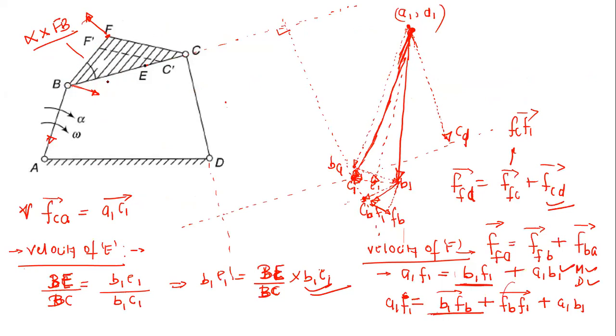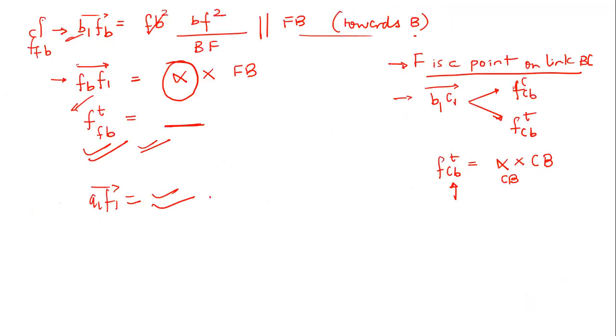Sorry, I think it's a ternary link. No, I'm sorry, it's a binary link. These two sides are connected to two different links. So this link BFC is a single link. That's why I was able to find out that this F is a point on link BC, because this entire link BCF is a single link only. Okay, sir, it's clear. Yes.